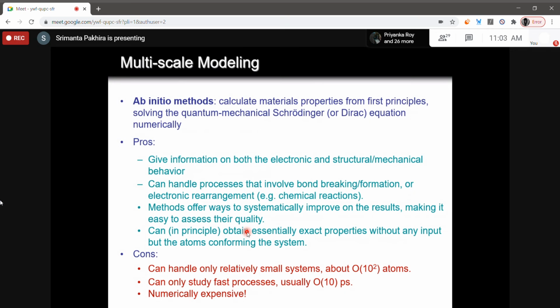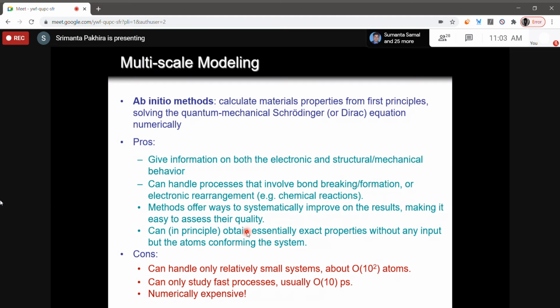Yesterday I also discussed that using this kind of method we will get accurate electronic structure. We will get the mechanical behavior, structural behavior, and many other kinds of properties also. We can handle many interesting phenomena, for example metal formation, reactions that involve phase change, as well as bond breaking, bond formation, and electronic rearrangement which happen in chemical reactions. We can explain these by density functional theory, ab initio methods like that.